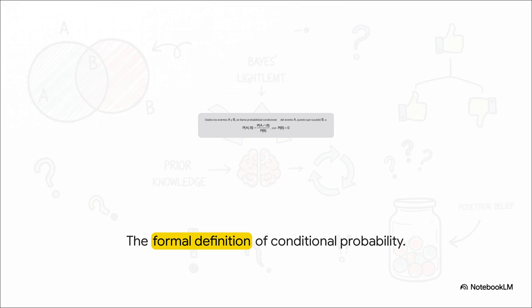Well, think about it logically. It's because B has already happened. Event B is literally our brand new universe. So we take the intersection, that specific space where A and B overlap, and we divide it by our new restricted reality, B. And of course, if the probability of B is 0, well, the restriction makes absolutely no sense because it never could have happened in the first place.